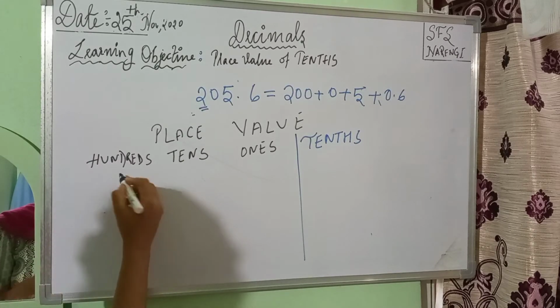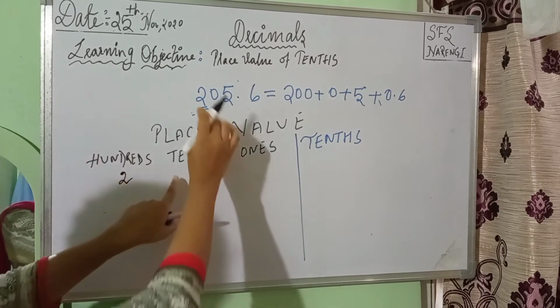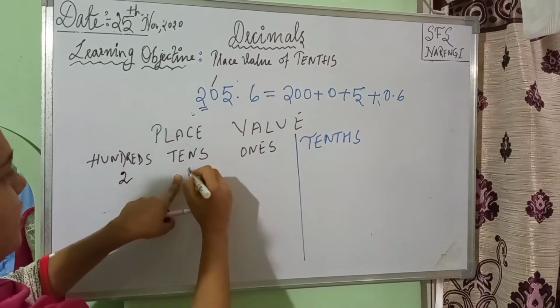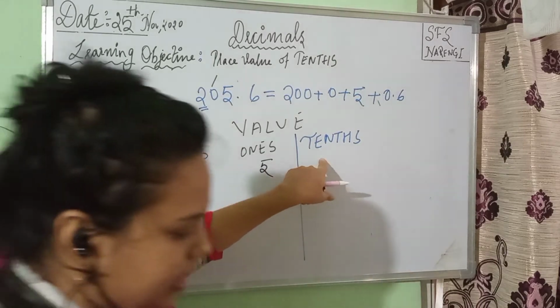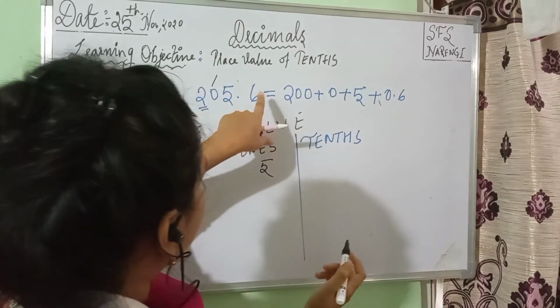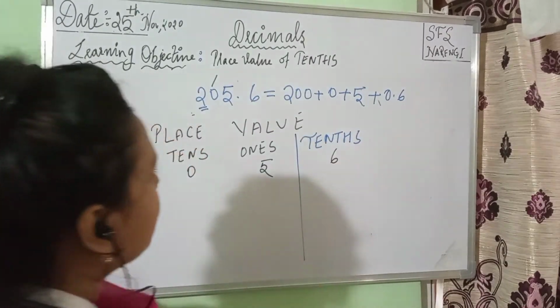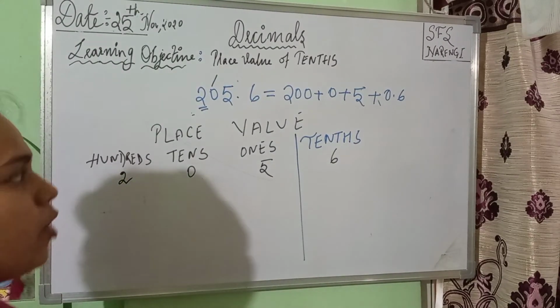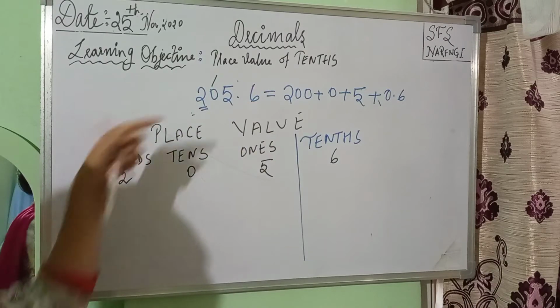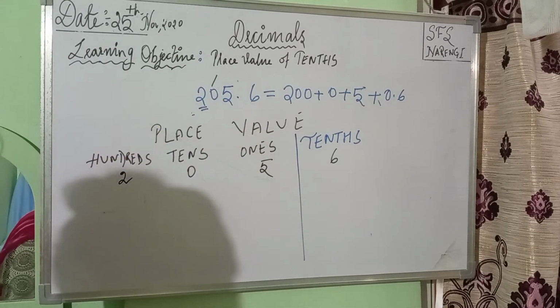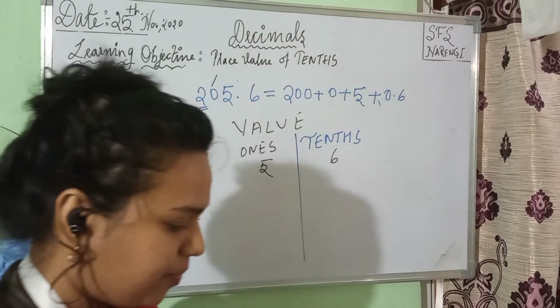Now, in our hundreds place, what do we have? In our hundreds place, you have 2. The tens place is 0. The ones place is 5. And in the tenths place, what do you have? You have 6. This is how we can write the place value of decimal numbers, numbers with decimal points, which have a tenth place.